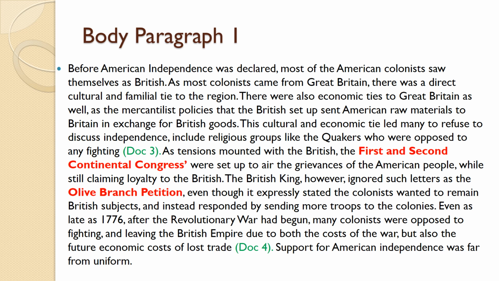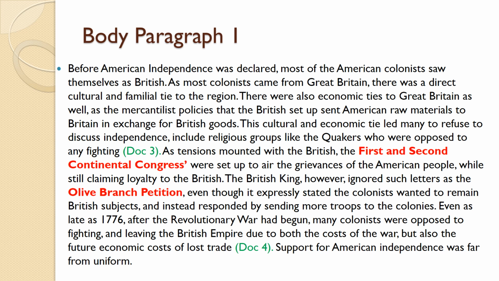Now, this might be a little bit more background than you might actually need, or that I've put into the formula that you should write, but it sets up the story of how we're going to have to change from our original thought. This cultural and economic tie led many to refuse to discuss independence, including religious groups like the Quakers who were opposed to any fighting.